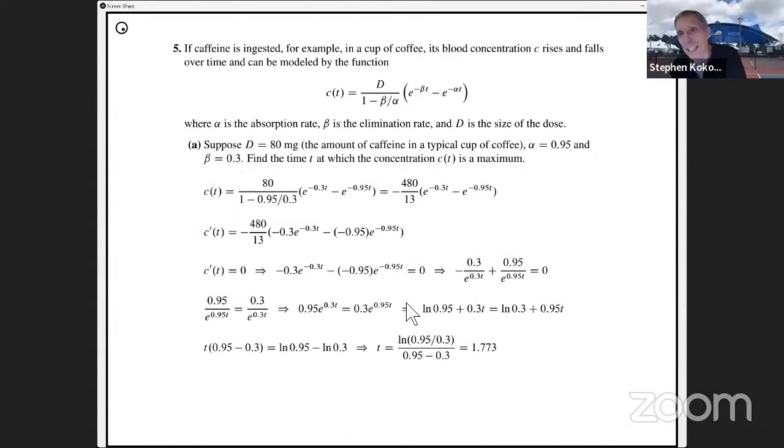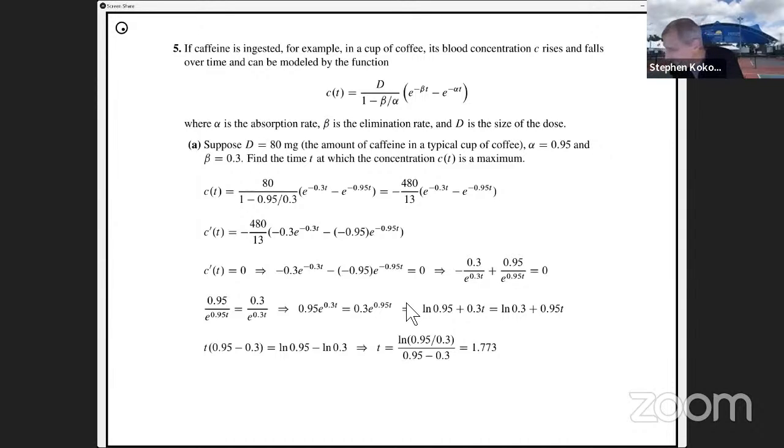So if caffeine is ingested, for example, in a cup of coffee, it turns out that the blood concentration of caffeine C rises and falls over time, as one might expect. And it can be modeled pretty closely by this equation. Yep, those are e's in there, so those are exponential functions. Alpha is referred to as the absorption rate, beta is the elimination rate, and D is the size of the dose, or the amount of caffeine, okay?